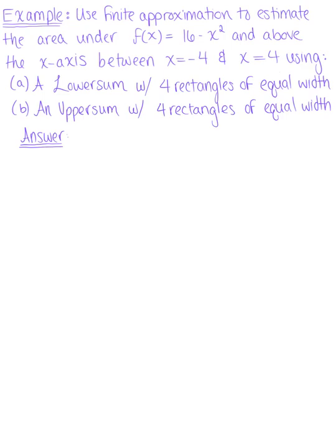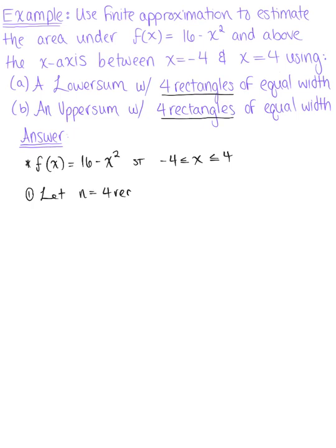So let's begin there. We are given the curve f of x is equal to 16 minus x squared, and this is such that x is greater than or equal to negative 4, less than or equal to positive 4. So thinking back to our strategy, the first thing that we need to do is define the number of rectangles that we're using. In both part A and part B here, we're using 4 rectangles. So we'll let n be equal to 4 rectangles total.